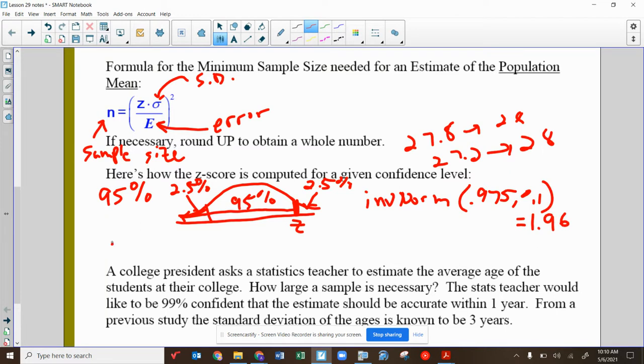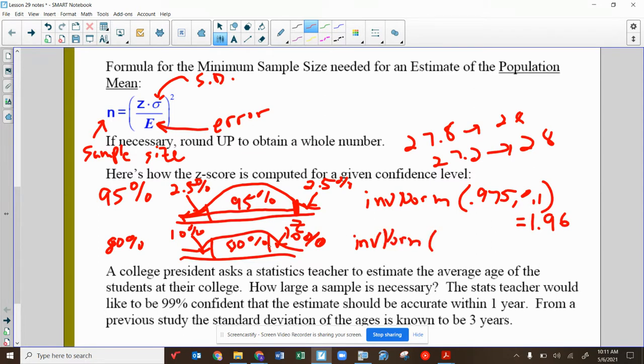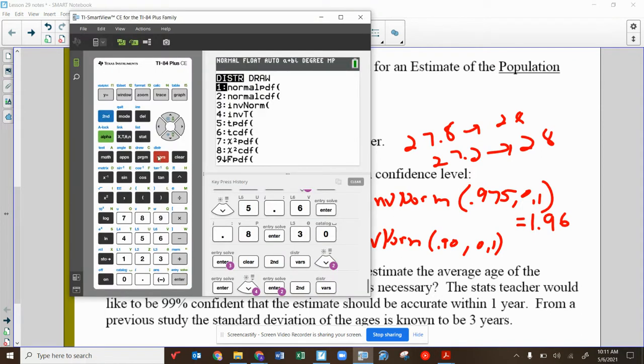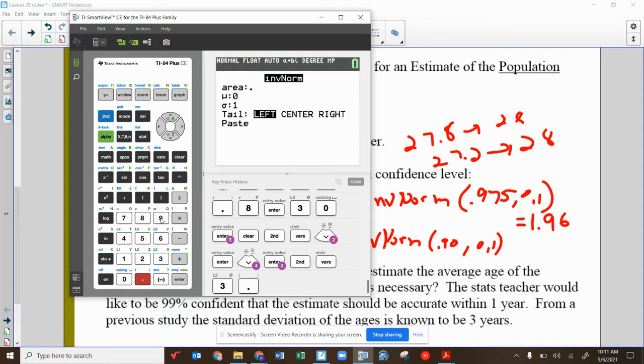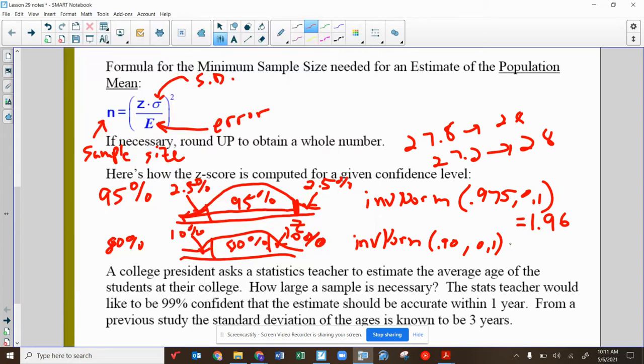So if I wanted, let's say, 80%, it'd be the middle 80%. That means there is 10% left over on both sides, for a total of 100. So I would do inverse norm. From here over would be 90%, that 80 and that 10. So the z-score that would go with that would be 1.28.